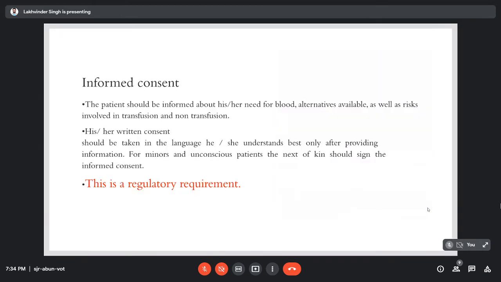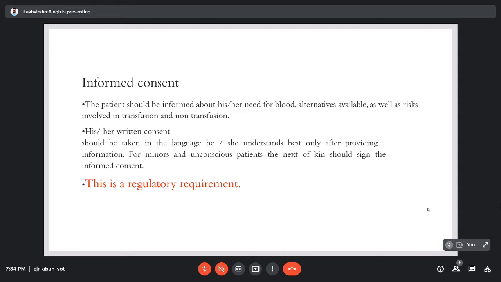Like first is the informed consent. Like for any surgical procedure, we always obtain the informed consent. In case of blood transfusion also, it is required, it is mandatory, it's a regulatory requirement. The patient should be informed about his or her need for blood, what are the alternatives available, as well as the risk involved in transfusion and non-transfusion. There should be a written consent in the language he or she understands, best only after providing the information.